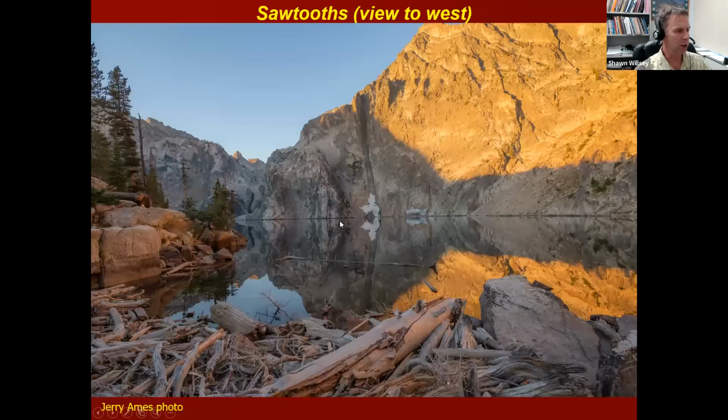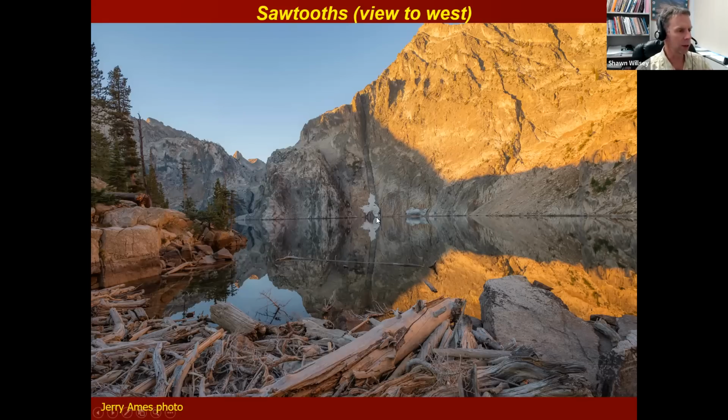Another quick view of the Sawtooths. This is Goat Lake, a real favorite hiking destination for a lot of people. Again, kind of showing the steep walls that surround these cirques, some of those knife edge ridges in the distance. So the arêtes there. This one also occupied by a lake.